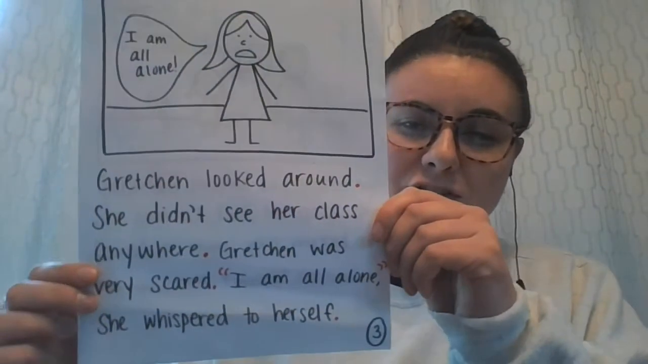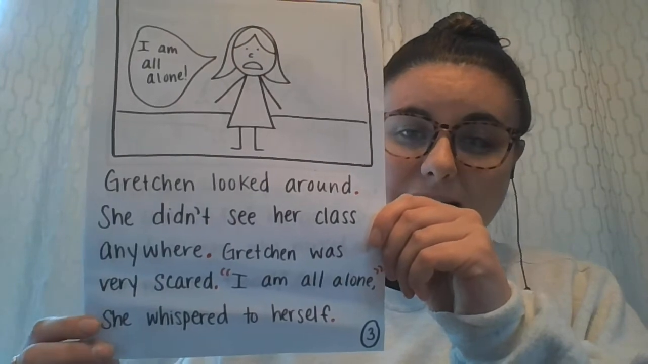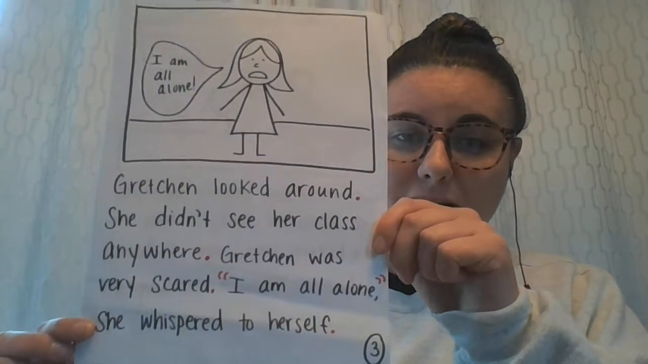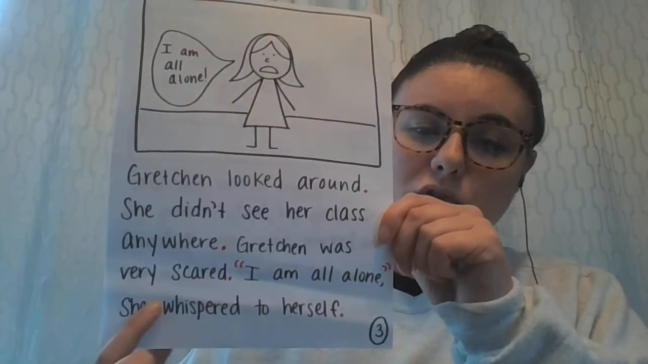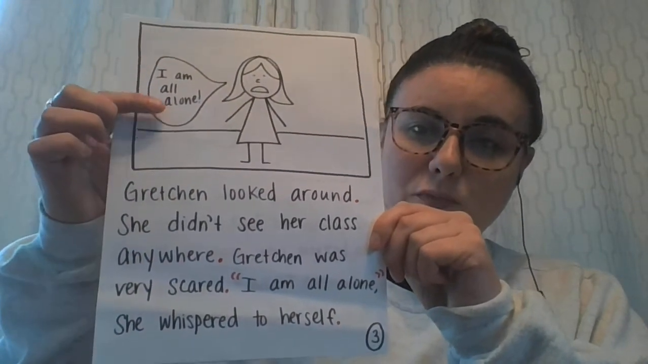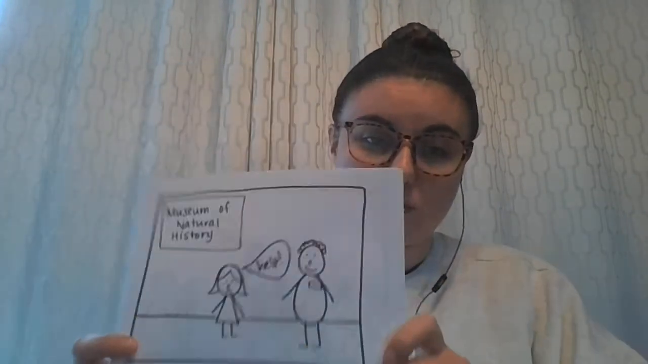It says, "Gretchen looked around. She didn't see her class anywhere. Gretchen was very scared. 'I am all alone,' she whispered to herself." You can see a speech bubble up here. And this page is still a part of chapter 2 as well.